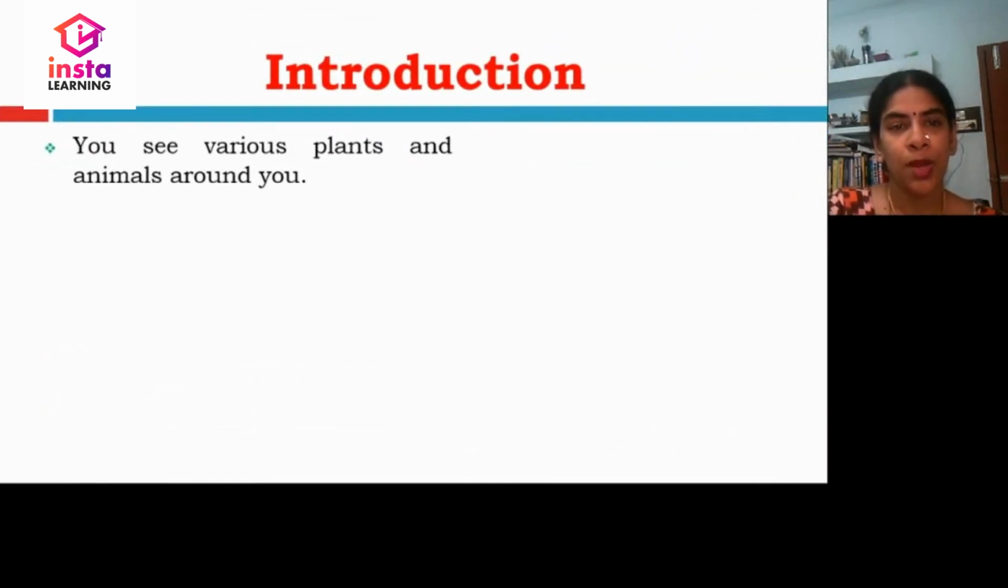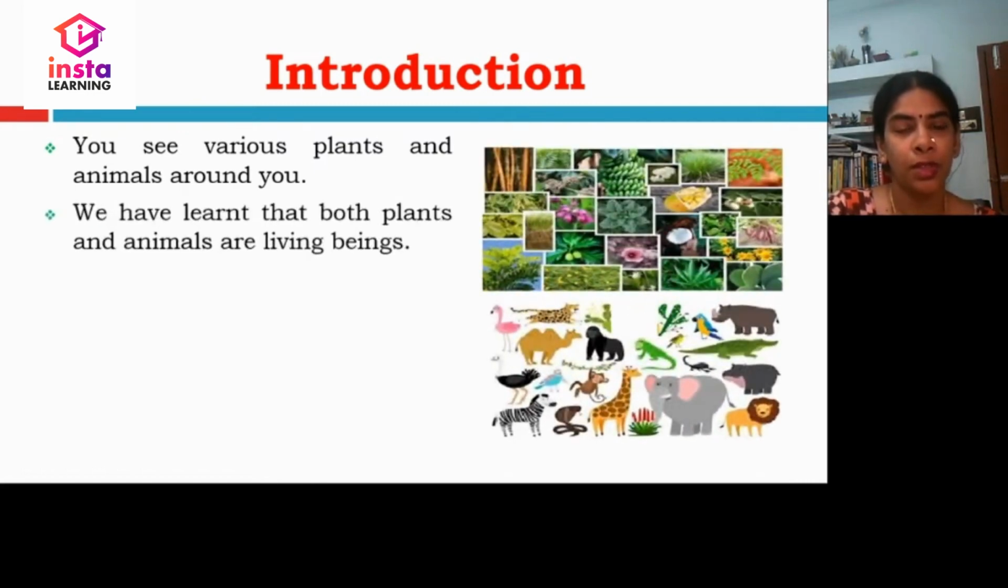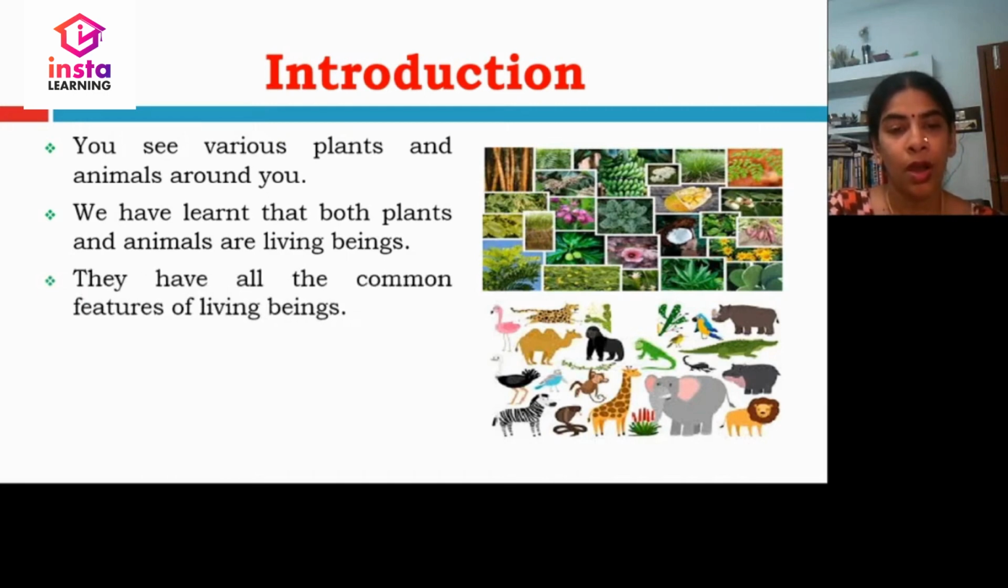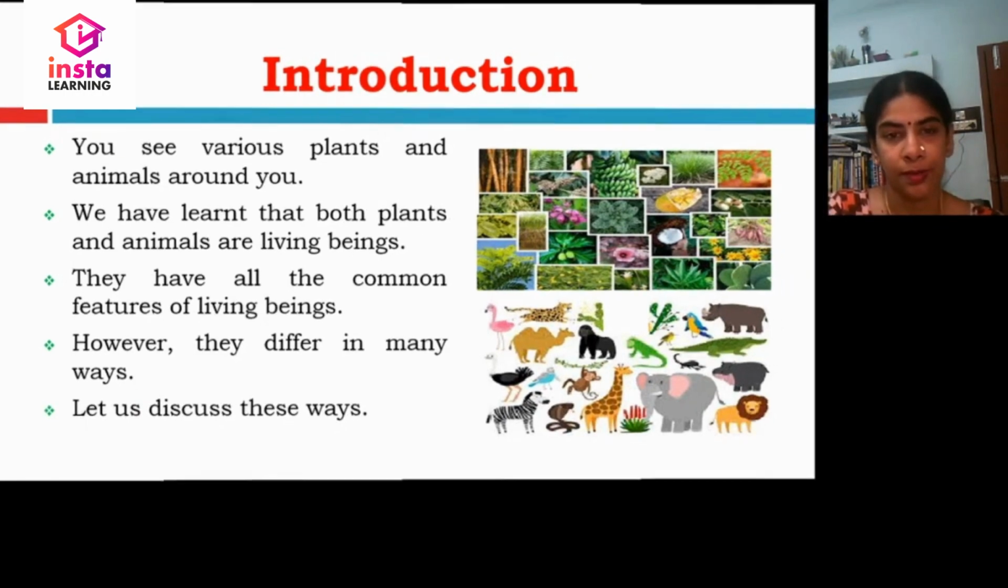You see various plants and animals around you. We have learned that both plants and animals are living beings. They have all the common features of living beings. However, they differ in many ways. Let us discuss these different ways.